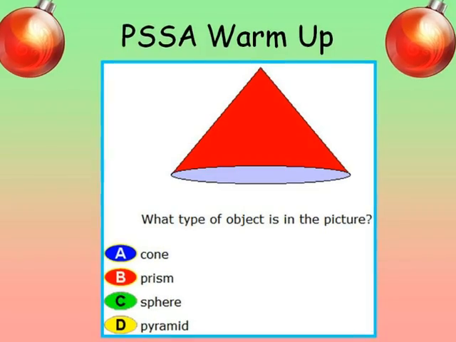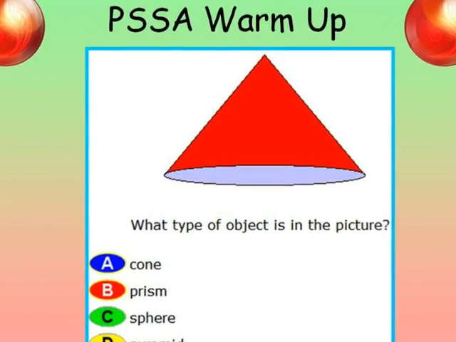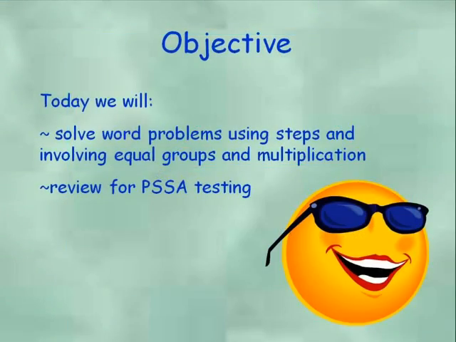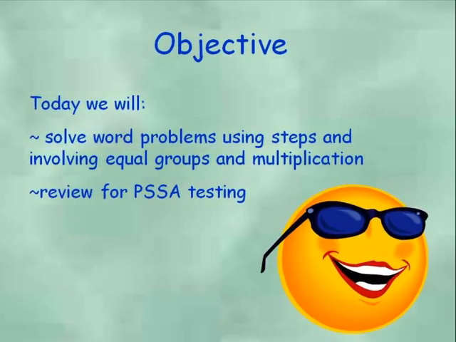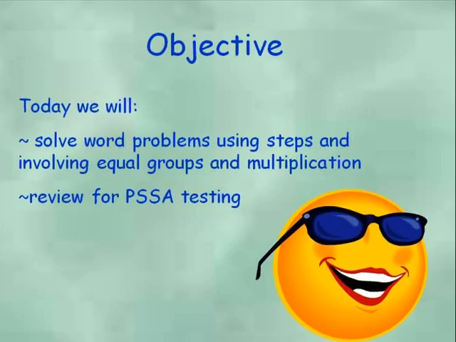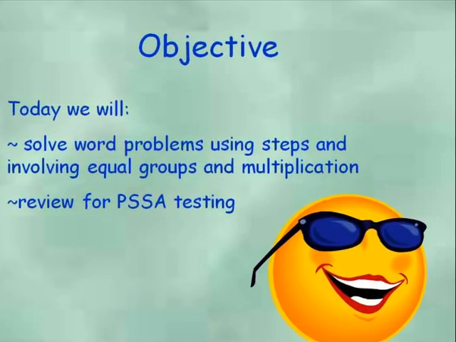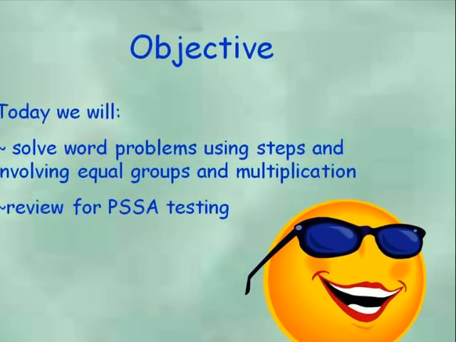Here's another example, where the question is, what type of object is in the picture? A, cone, B, prism, C, sphere, or D, pyramid. After the homework review has gone on, what I do next is state the objective for today, as that is very important for them and for me, so that I have them involved in understanding why they're here today in class and what they're up to.